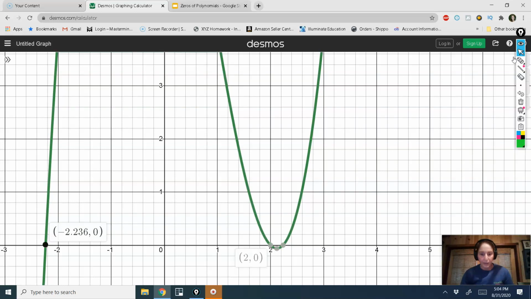That is not a nice zero. Or sorry, this is what I want, this (2, 0) right here. My apologies, I don't know what I was thinking. So this is the zero that we're going to use here. So we found that we have a nice intercept at 2, so that also means we have a zero at 2 as well.